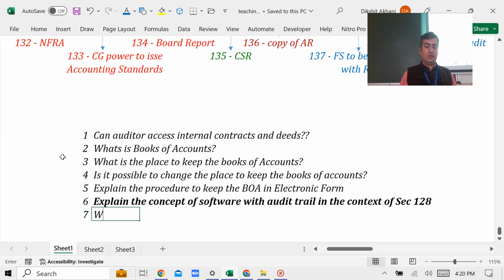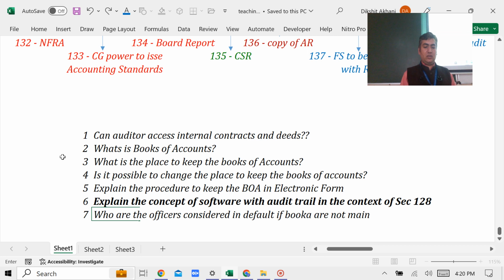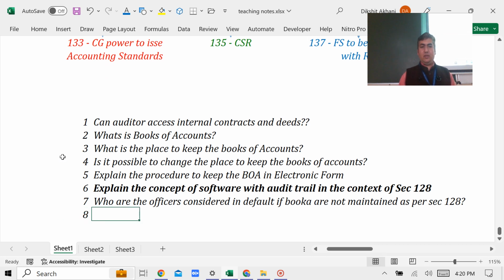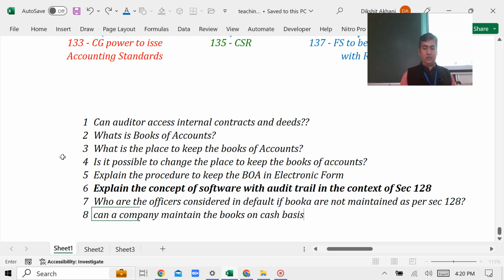Seventh one is, who are the officers considered in default if books are not maintained as per section 128? Can a company maintain the books on cash basis? So these all are the possible questions that can come out of one provision, that is 128.